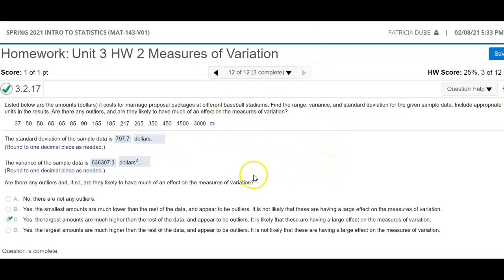You're going to want to watch a video about the 5-number summary and box plots. And I will show you how you can use StatCrunch to do that. But I will also do a 5-number summary out by hand.